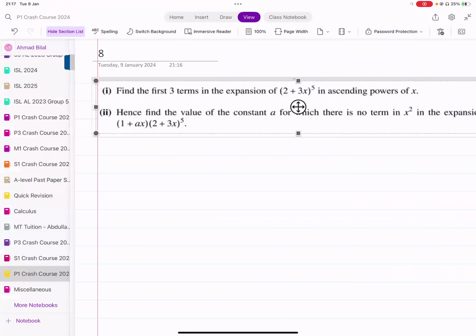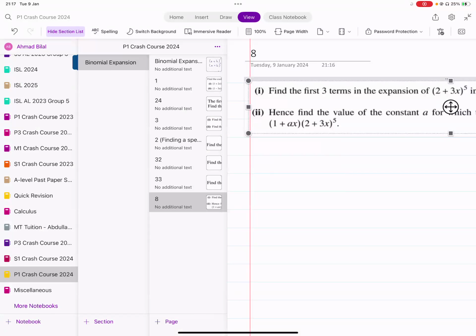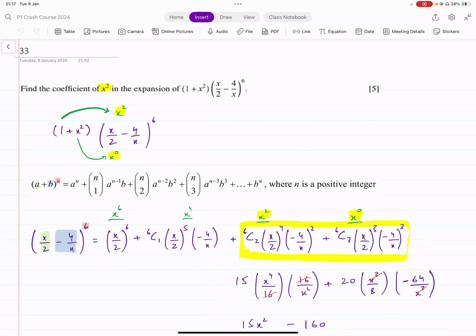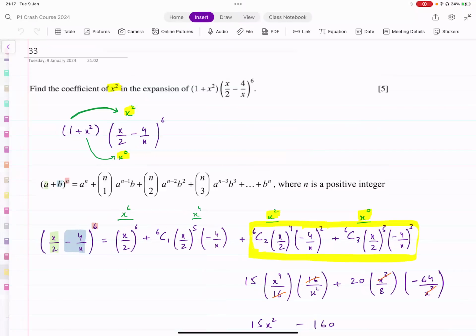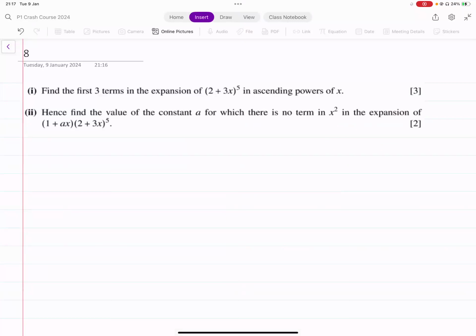Okay, question number 8. Let's have a look at this. Question number 8 from the worksheet. Let me copy the formula here as well. Again, this formula is going to be there in the formula sheet. You can keep this in front of you.